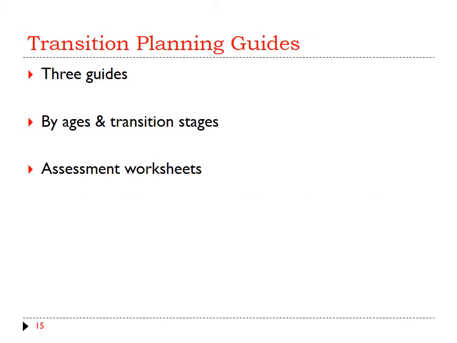The 3 planning guides are age-specific, separated by the 3 transition stages. They include assessment worksheets for patients and for parents and caregivers to complete at home. The worksheets present an opportunity for patients and caregivers to engage in dialogue about transition and to think more comprehensively about needs and future plans.